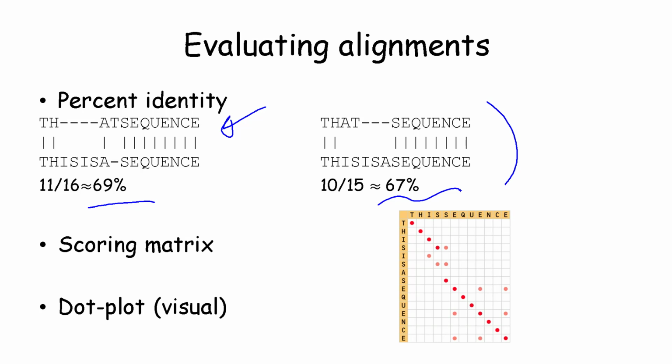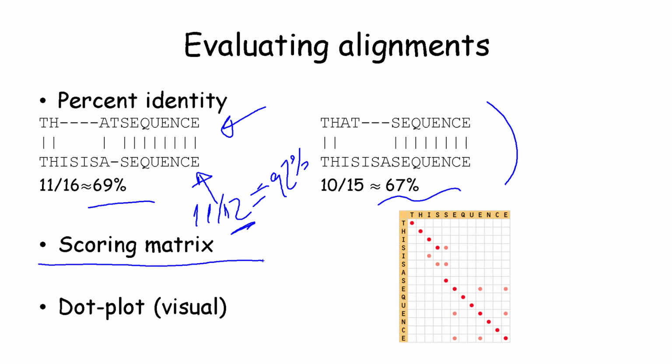In some applications, we may divide by the length of the shorter sequence rather than the length of the alignment. With this alternative definition, for this first alignment, we would get 11 divided by 12 because the length of the shorter sequence is 12, which results in 92%. Something as trivial and conventional as percent identity can have wildly different values depending on how you choose to calculate it. If you are reporting percent identity in your own results, make sure you specify how you calculated it.